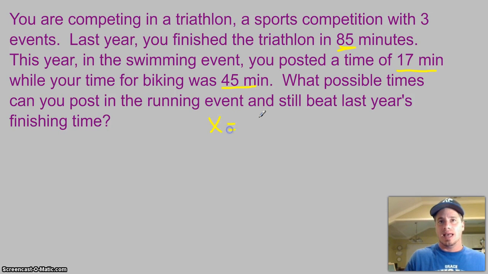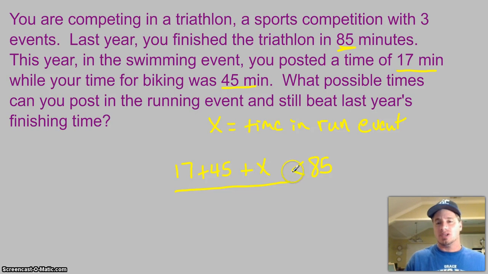So this X, that's our variable. It's our time in the run event. Okay, so we've got to beat 85 minutes. Well, we can't be equal to 85 and beat 85. We got to be less than 85. So if this was last year's time, whatever this adds up to has to be less than that. Well, what do I have so far? I've got 17, and I've got 45. Okay, and then I've got whatever I do in the run event, which is X. Okay, and then I've just set up this very simple inequality from a word problem.